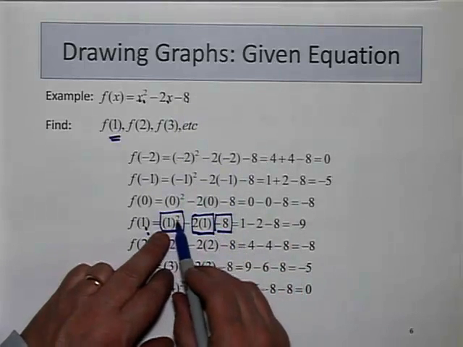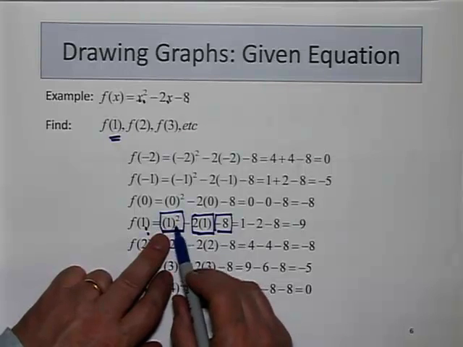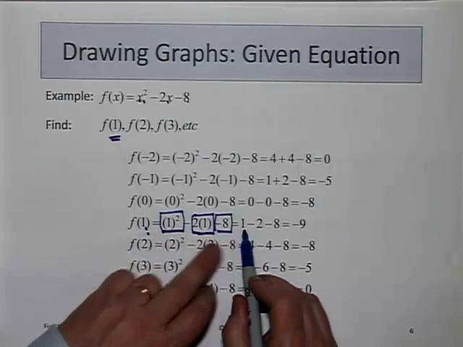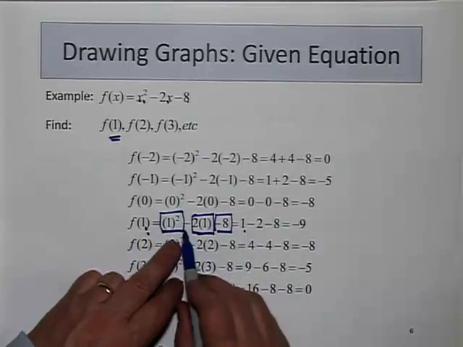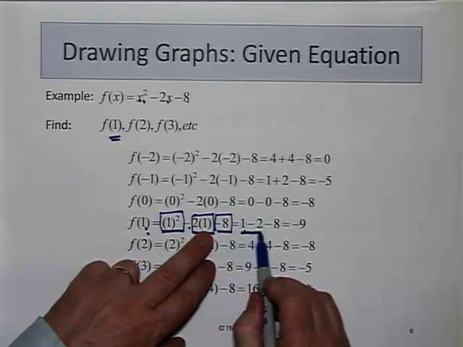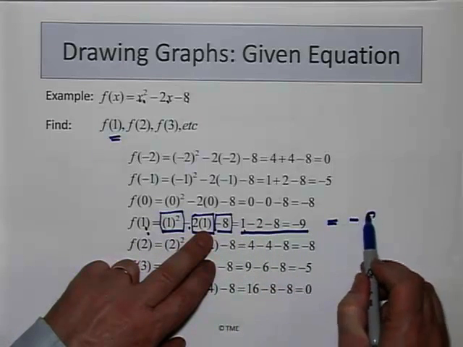So 1 minus... 1 squared we do first, because that's part of PEMDAS. 1 squared is 1. 2 times 1 we multiply in, that's a 2 with the minus in front of it, and the minus 8. 1 minus 2 minus 8 is minus 9.